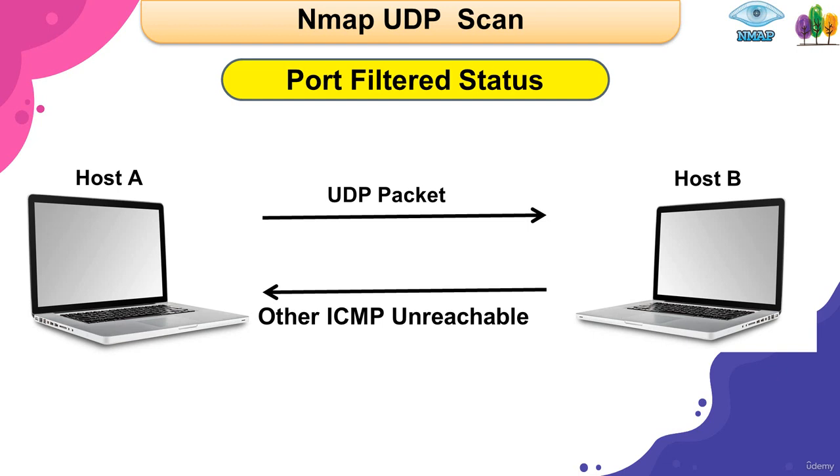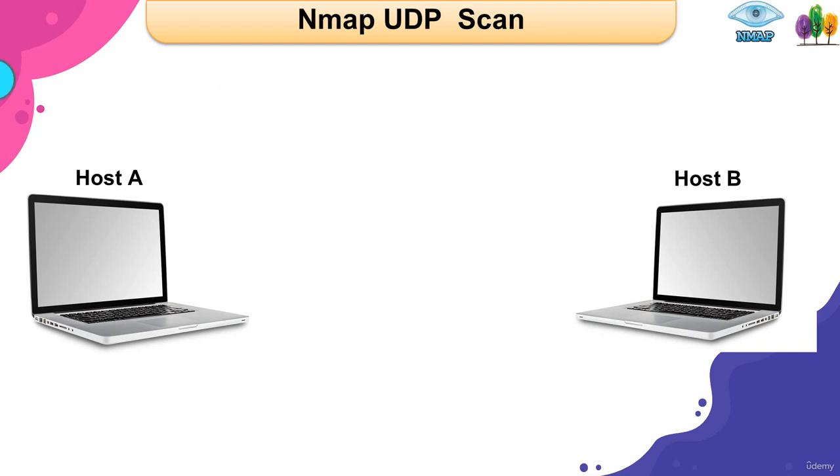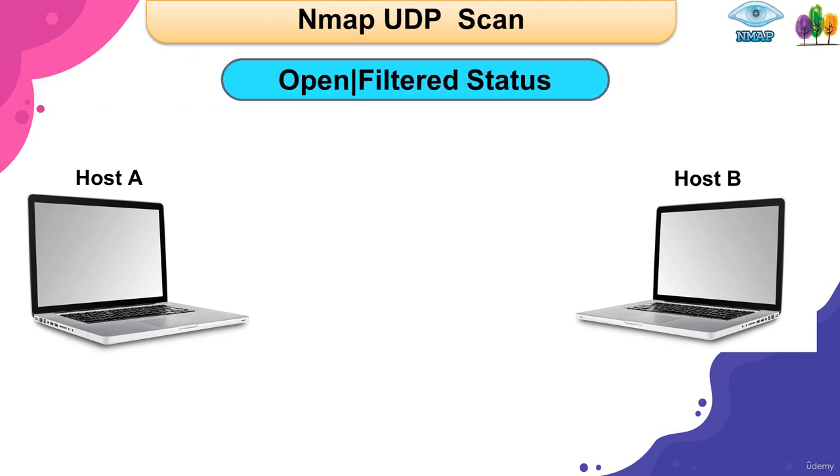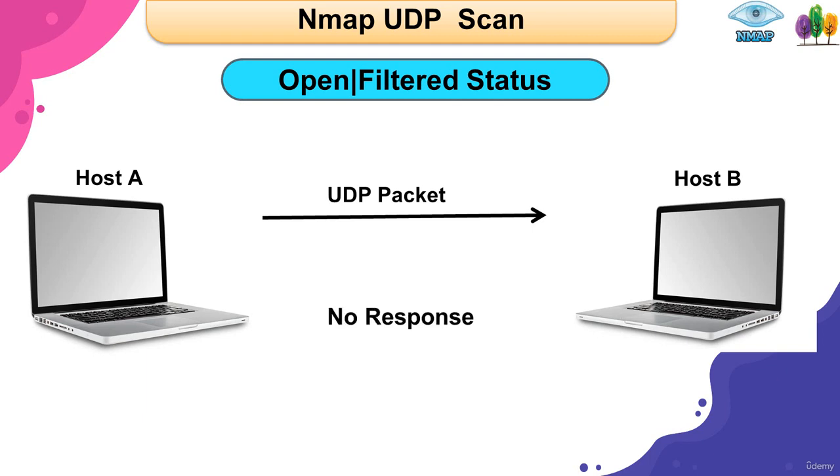Open|filtered condition. Nmap sends a UDP packet to the target system, and if there's no response from the target system for a certain period, Nmap accepts this port as open|filtered. So that just means it cannot decide whether the port is open or closed.